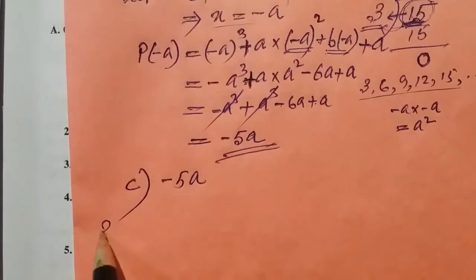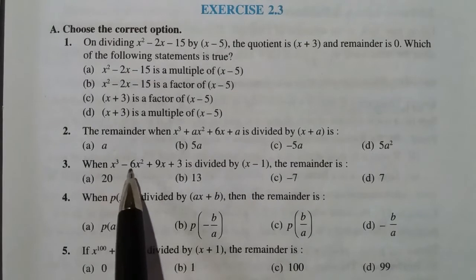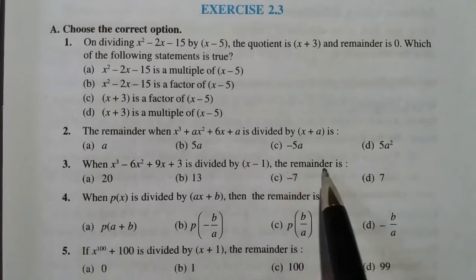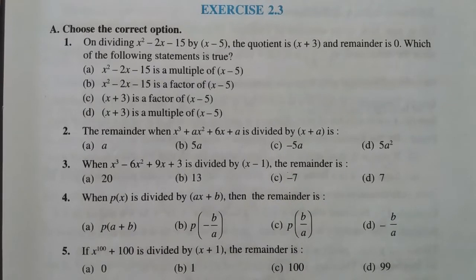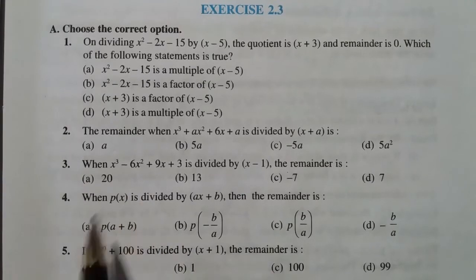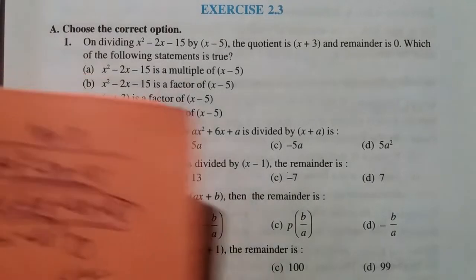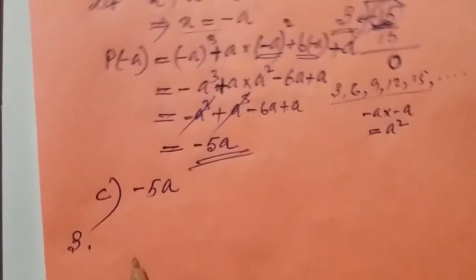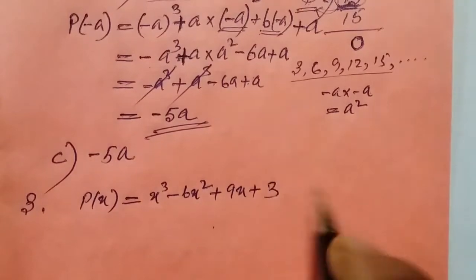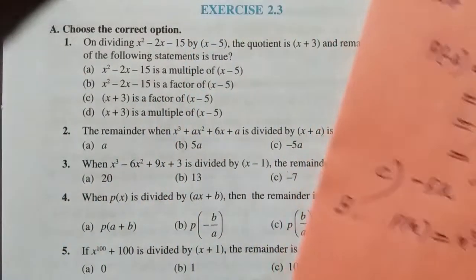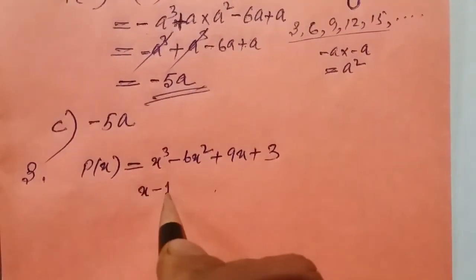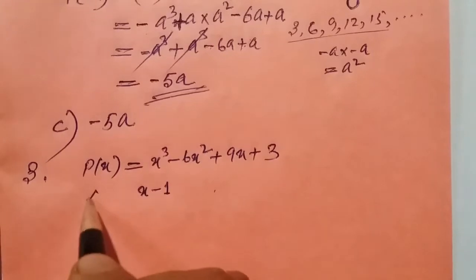Now let's see question number 3. When x cubed minus 6x squared plus 9x plus 3 is divided by x minus 1, the remainder is, okay, so in the same way we're going to find the remainder, same like question number 2. So our given polynomial is x cubed minus 6x squared plus 9x plus 3, and the divisor is x minus 1. This is the divisor. So we're going to use again remainder theorem.